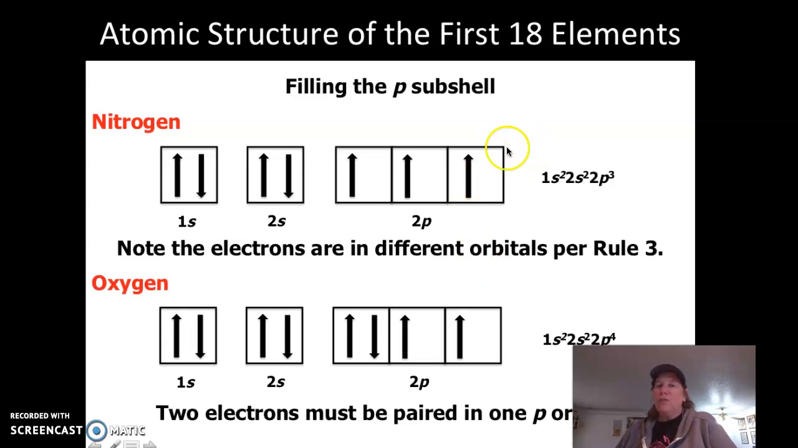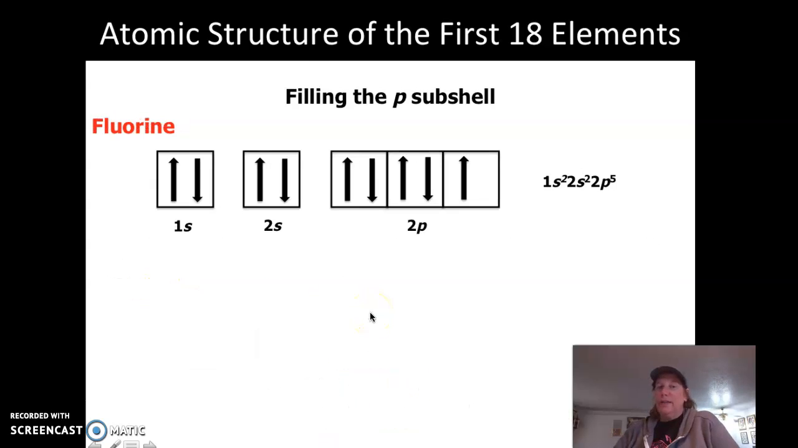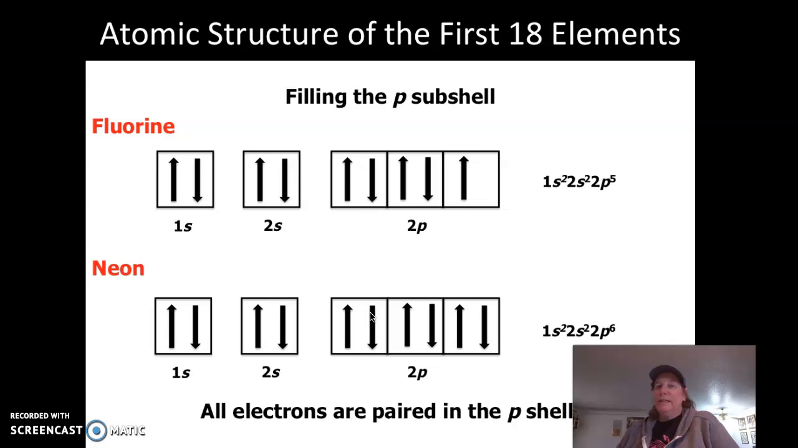Now, when you get to oxygen, because you have one in each, now you have to double up. It'd be just like you have 3 in a 3-bedroom apartment, and you take on another roommate to save a little money. Well, somebody's going to have to double up, okay? But they don't double up till they have to. So this would be oxygen, and then fluorine, and then neon. Now they're all full.